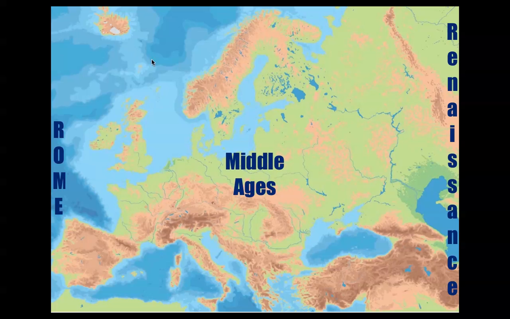Hello, 7th graders. Tonight's homework, we're talking about the Middle Ages in Europe, and we're talking about the groups of outsiders that invaded the Middle Ages.